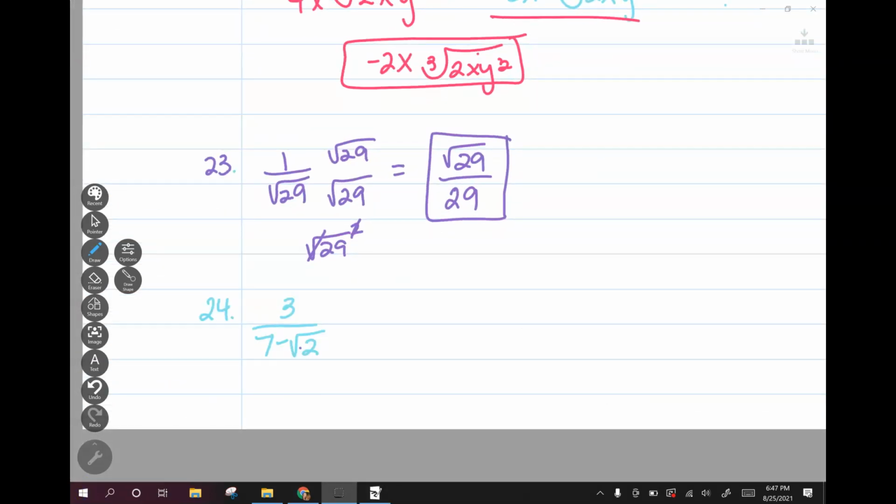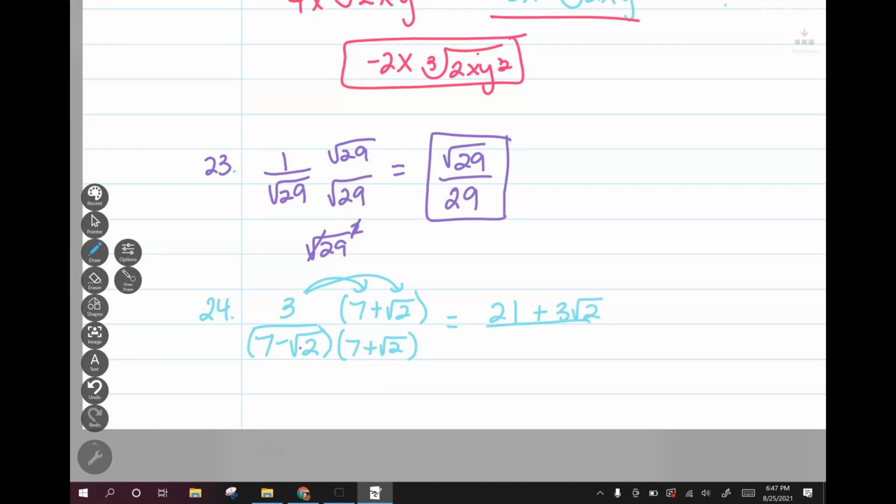To rationalize a denominator that has two terms in the denominator, you need to multiply by what's called the conjugate. The conjugate is where you're just going to change this sign in the middle here. So that becomes 7 plus the square root of 2. You're going to multiply by that conjugate on the top and the bottom. In the numerator, you're going to need to distribute the 3. Just distribute the 3 here. So that's 21 plus 3 square root of 2.